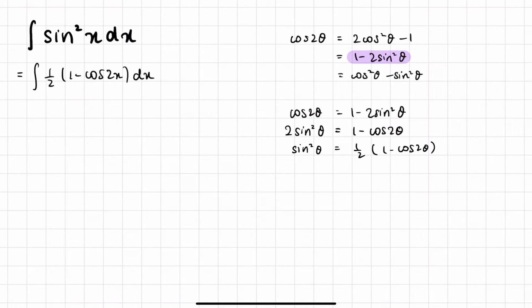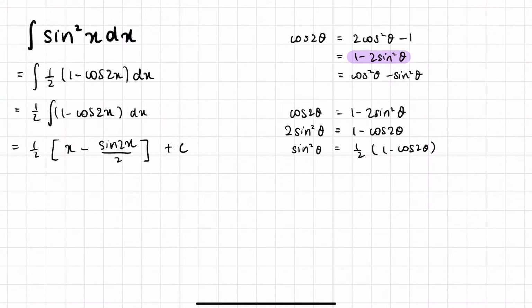When you're doing these trig integration questions, any trig that has a square on it, except for a few cases, we need to reduce to a trig that has only a power of 1. I'm just going to bring the half out the front first. From here we should be able to integrate. Integrating 1, we just get x. If we integrate cos 2x, we should get this, and this should be the answer.